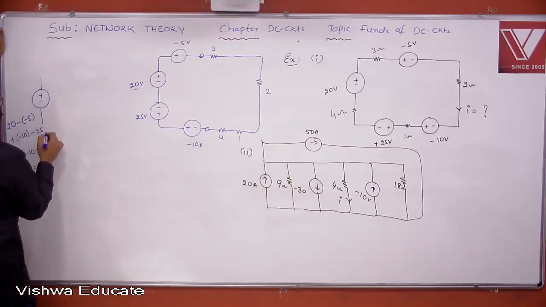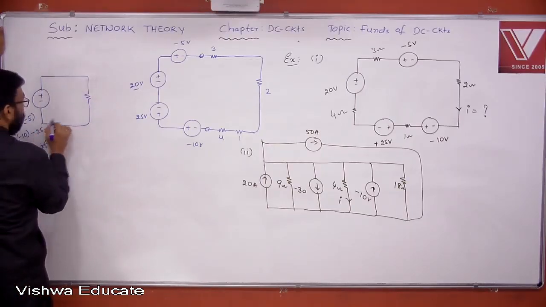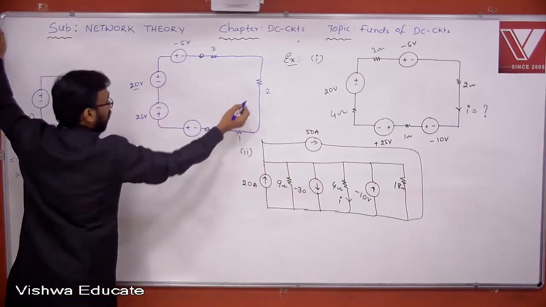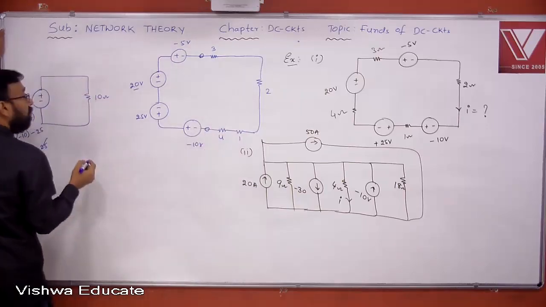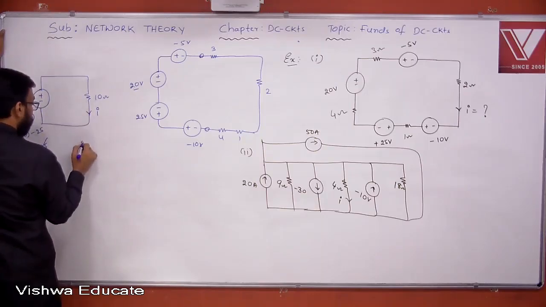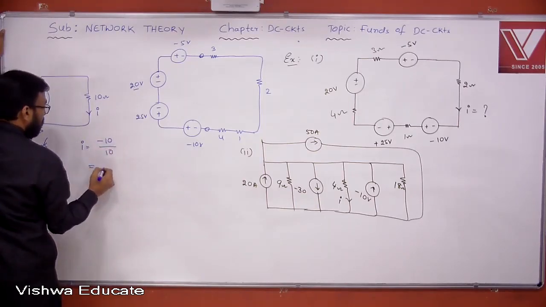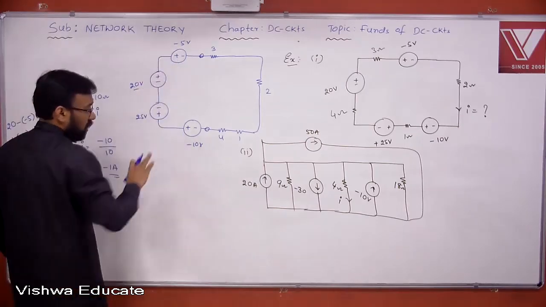So this particular source value is how much? Minus 10 volts. Then what is the resistor value here? This is 10 ohm, because 3 plus 2 plus 4 plus 1: 3 plus 2, 5; 4 plus 1, 5; 5 plus 5, it is 10 ohm. Then what is the current you are going to get here? You are going to get the current I is equal to minus 10 by 10. This is only to experience how we are simplifying these sources.